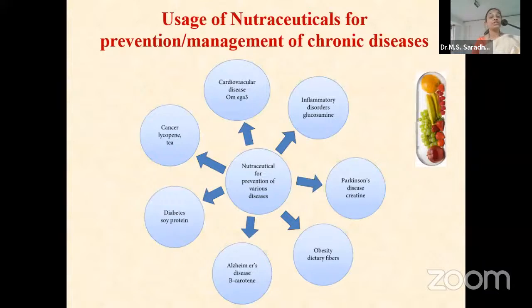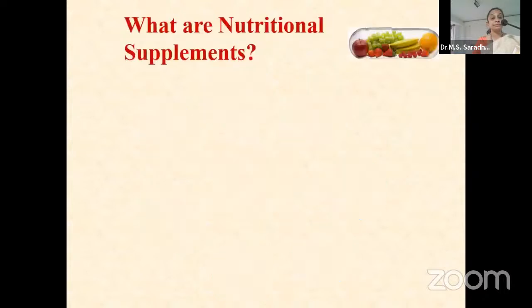A few of them which are associated with the diseases are omega-3 fatty acids for cardiovascular disease, glucosamine for inflammatory disorders, creatine can control Parkinson's disease, dietary fibers are very good to control obesity, beta-carotene for Alzheimer's disease, soya protein helps in the management and prevention of occurrence of diabetes, and lycopene or tea prevents the occurrence of cancer.